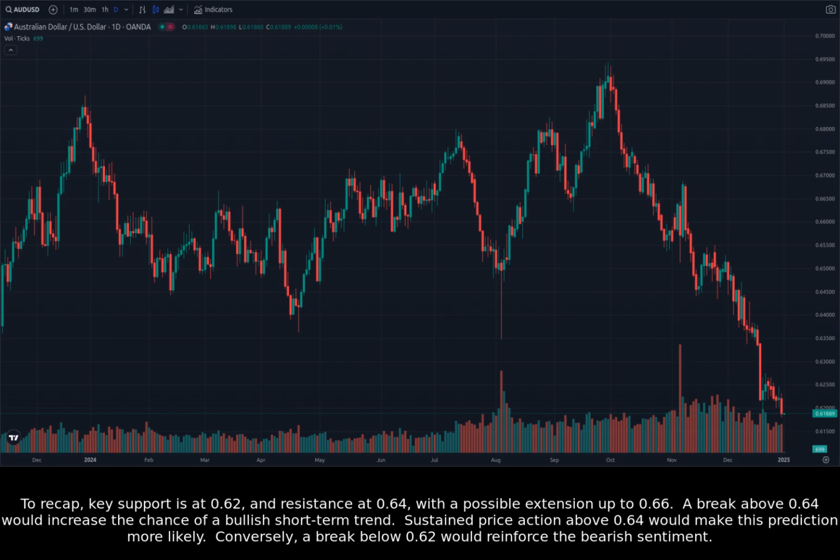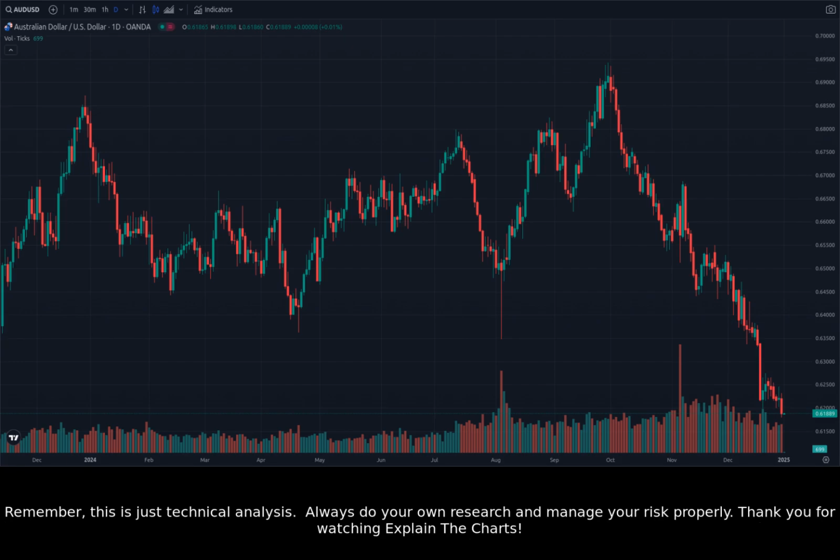Sustained price action above 0.64 would make this prediction more likely. Conversely, a break below 0.62 would reinforce the bearish sentiment. Remember, this is just technical analysis. Always do your own research and manage your risk properly.